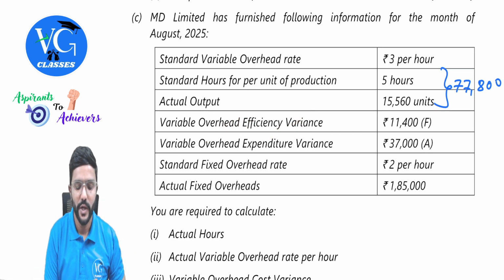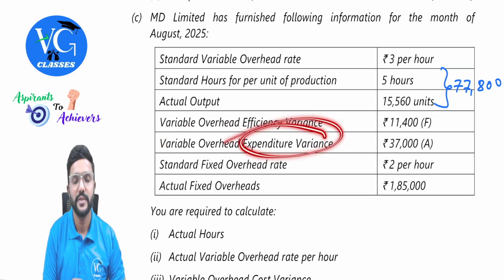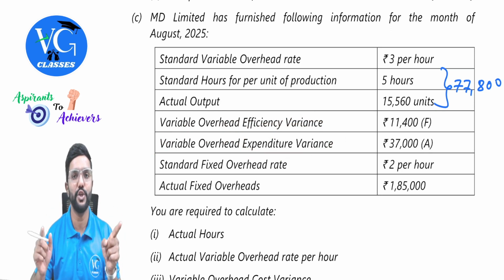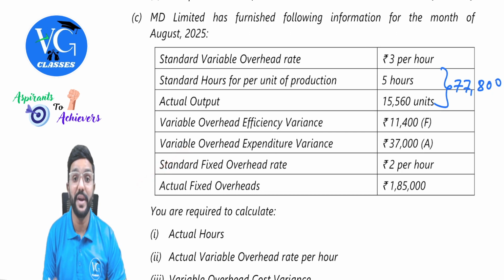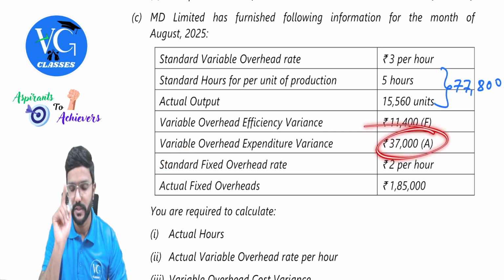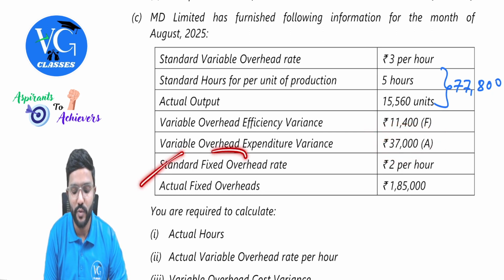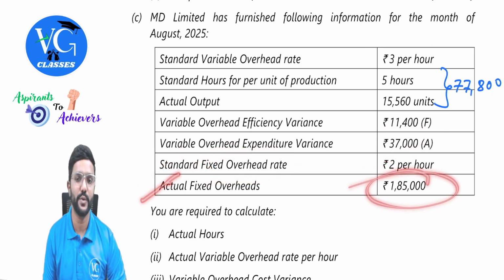Variable overhead expenditure variance. So what is the formula, guys? Standard rate minus actual rate into actual hours. Standard fixed overhead rate. This is 37,000 adverse. Please be careful. Standard fixed overhead rate is 2 rupees per hour. Actual fixed overheads 1,85,000 is given.